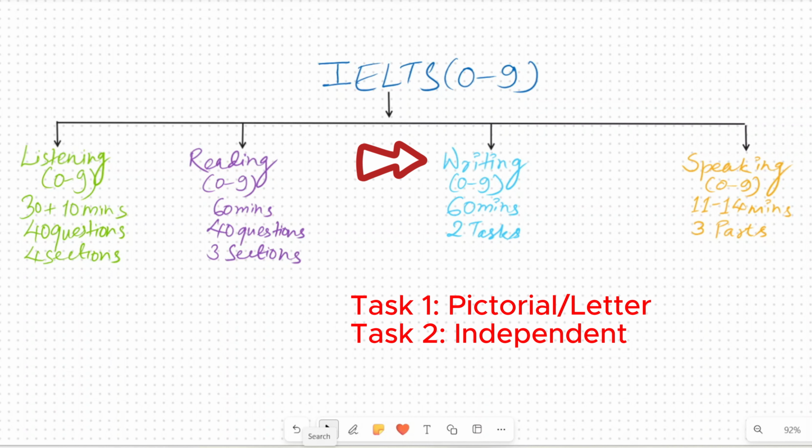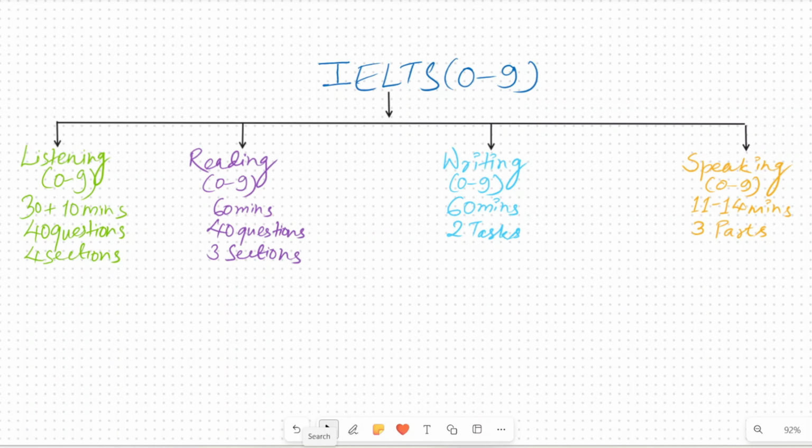Whereas in task 2, whether it is general training or academic, you will have one independent writing or opinion based writing. So that is also known as free write among students. Here you will get 40 minutes time to write at least 250 words. So these are the three different sections, and the last section is the speaking section.